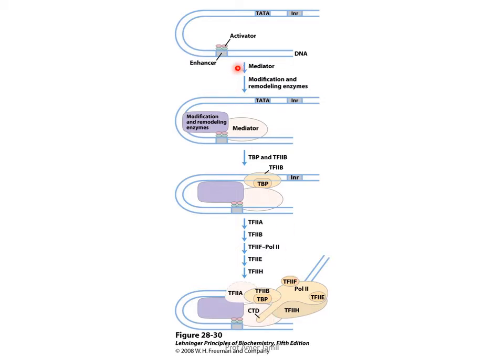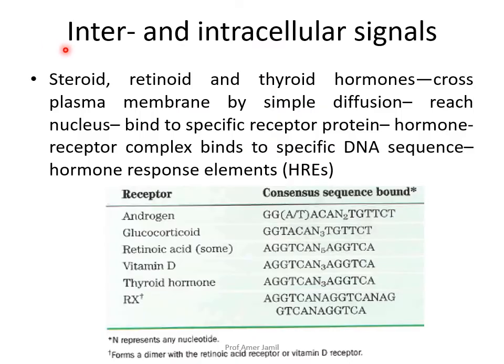Now, this part I have discussed pretty much in detail in my last lecture, but here I will discuss what makes these activator proteins bind to the enhancer elements. What are those signals which initiate this whole cascade? There are inter and intracellular signals that activate this cascade of gene expression in eukaryotes, and we can divide them into two major components. One are steroid-like molecules: steroids, retinoids, and thyroid hormones.